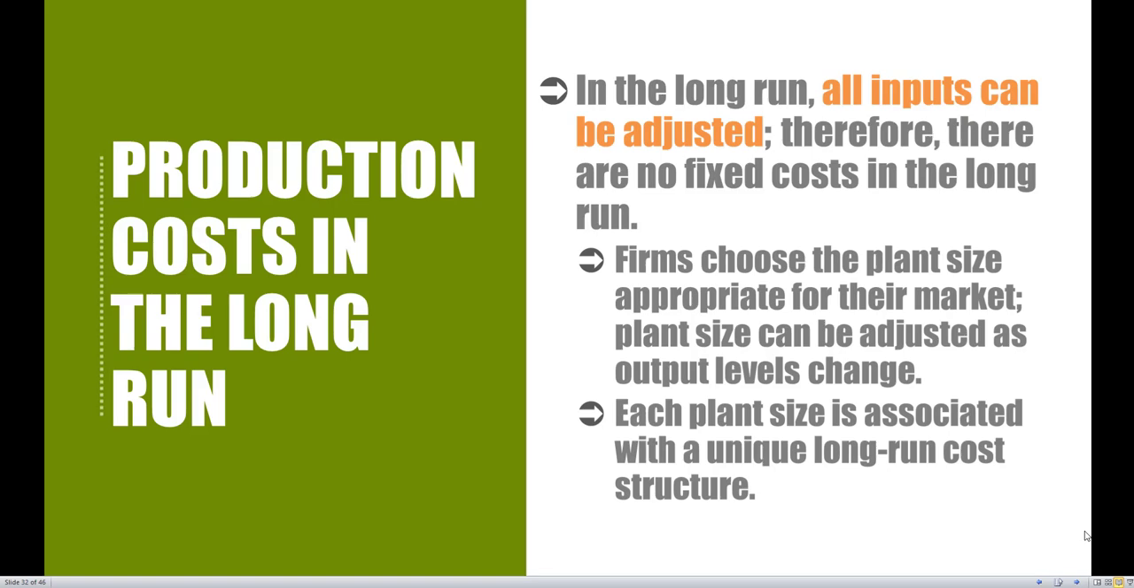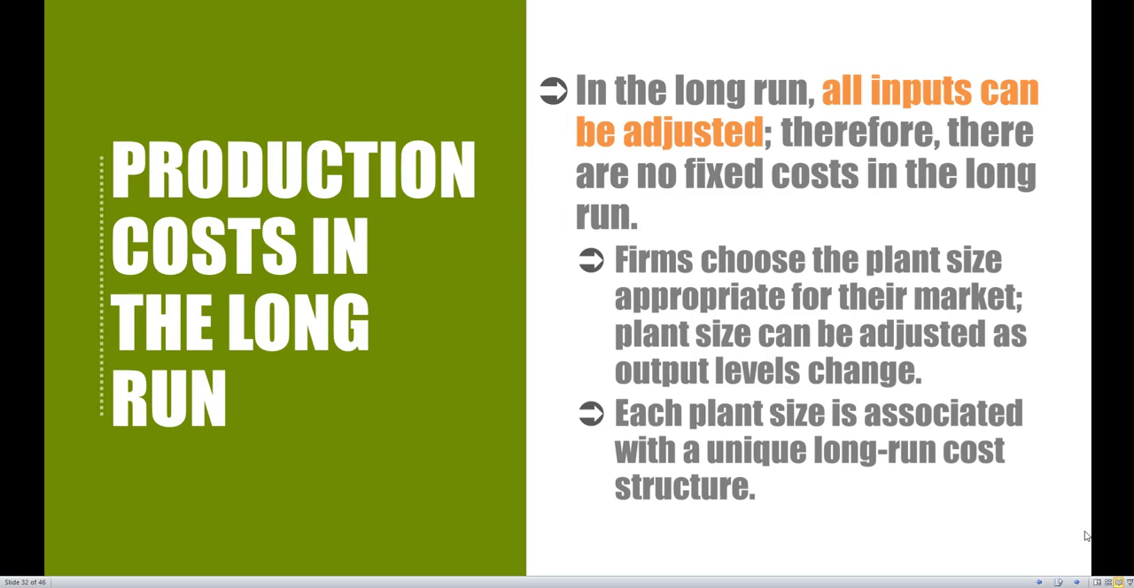So how exactly do production costs differ in the long run? Remember that in the long run, all of our inputs can be adjusted, including our plant capacity. Therefore, every single variable is seen as flexible, and there are no fixed costs in the long run. So this changes up our ideas of cost just a little bit.